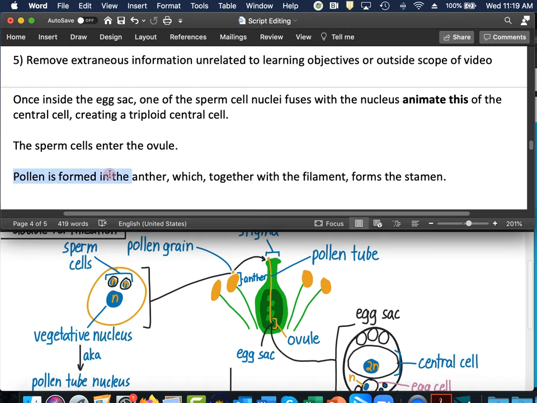And third, pollen is formed in the anther, which together with the filament forms the stamen. I probably don't even need this sentence at all in this video because I've already talked about flower anatomy, but if I did want to include it, I would probably just cut this down to pollen is formed in the anther, period. Just to remind them where the pollen is and where it starts on its journey down to the egg sac during double fertilization. So this does have something to do with my learning objective because it tells the students where the pollen is starting during the process of double fertilization.